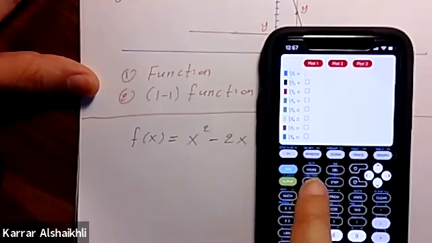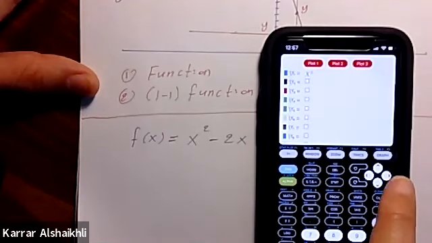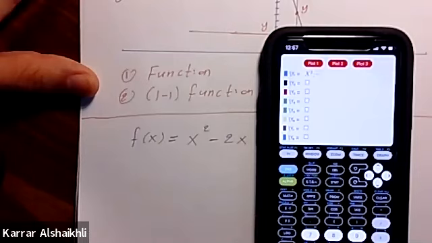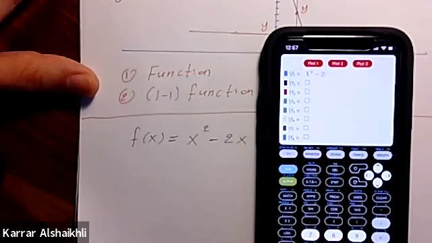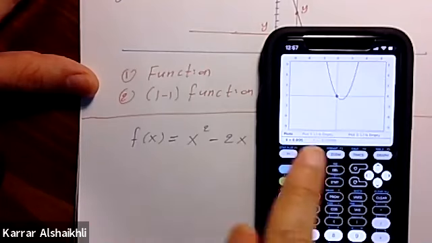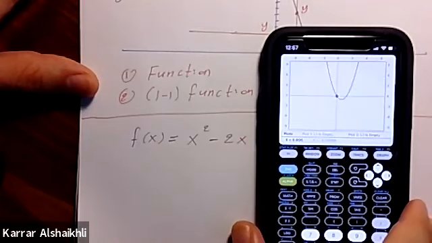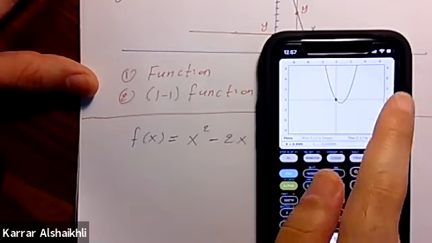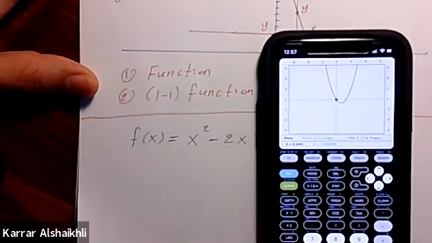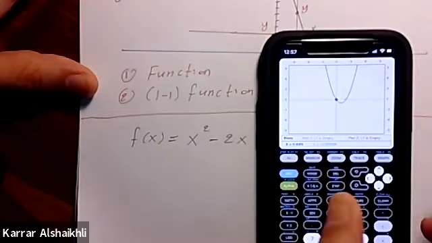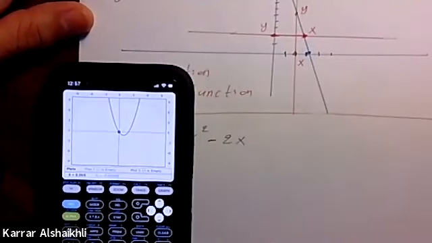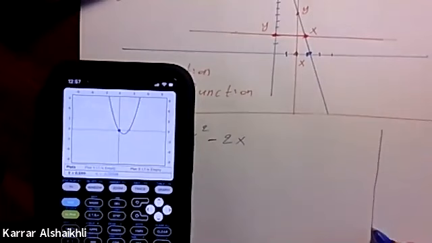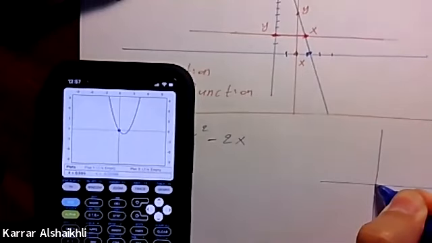Here's the x squared minus 2x. Now let's graph it. Now check this graph. I found that my graph looks like this. So this graph is not going to be a one-to-one function. Let's see why. Let's graph it here. It's just a simple graph. I'm going to do it here. Then we got a graph like this.